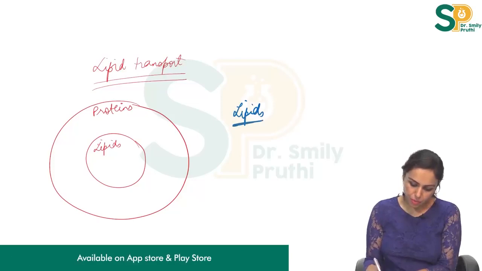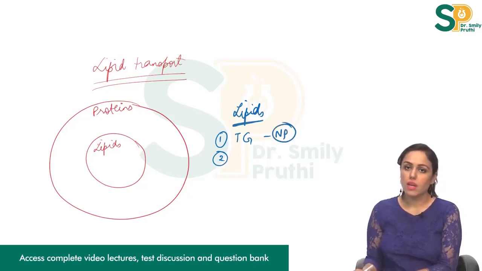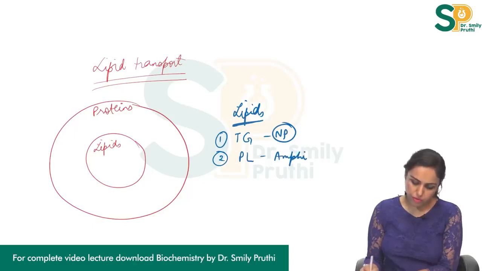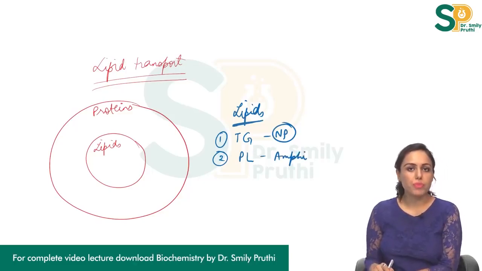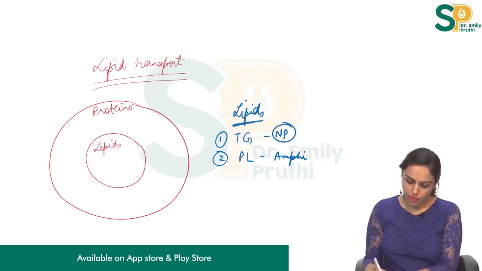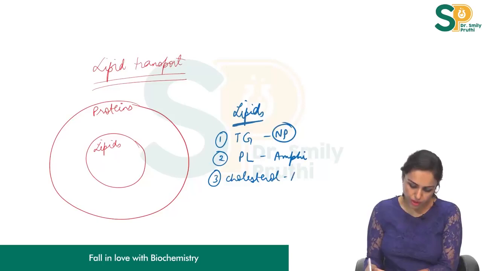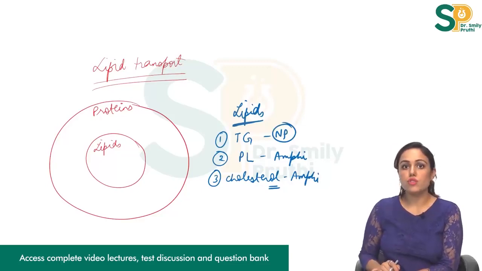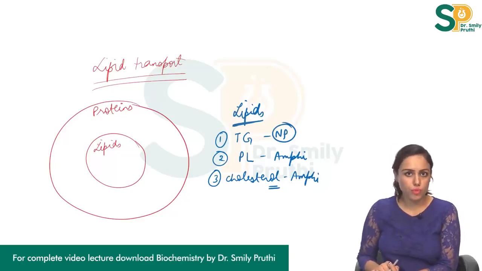Lipids present in lipoprotein are, one, triglycerides. You know triglycerides are totally non-polar. There are 3 fatty acids and 1 glycerol, so totally non-polar. Then phospholipids. Phospholipids are amphipathic. Phospho means polar portion, lipid means non-polar portion, right? Then cholesterol. Cholesterol is also amphipathic because it has one OH group. Because of the OH group it is polar, but otherwise it has a sterol ring, because of that it is non-polar.